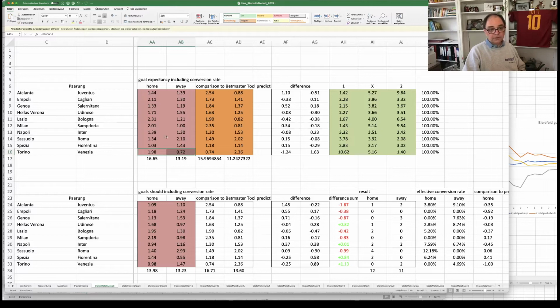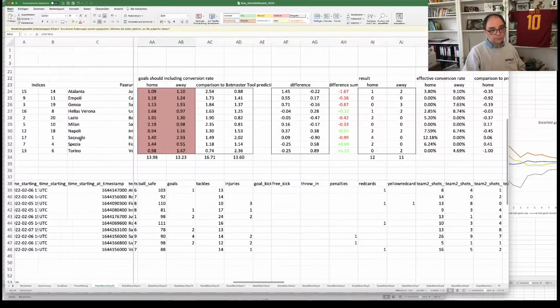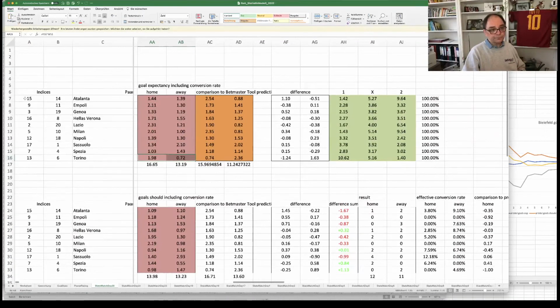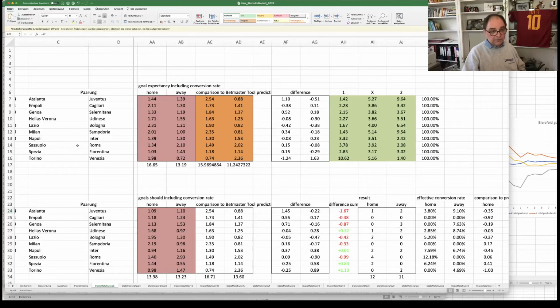What was this one? Oh, sorry, something severely gone wrong here. Atalanta against Juve. Okay. Where's the mistake here?